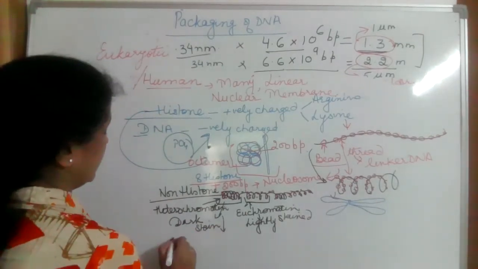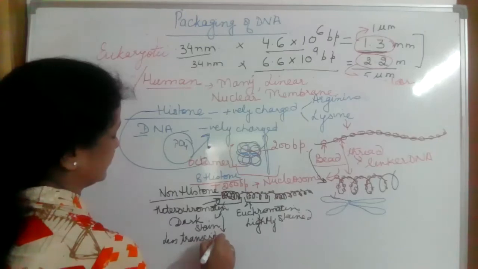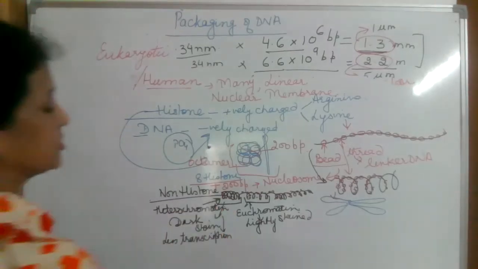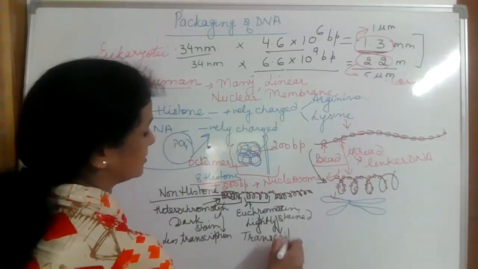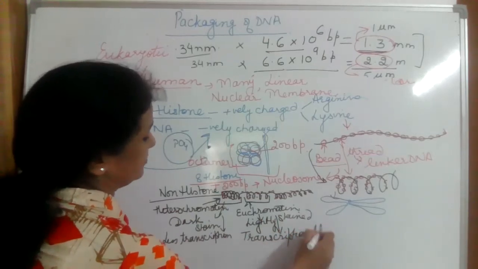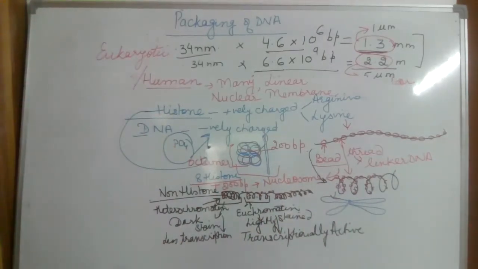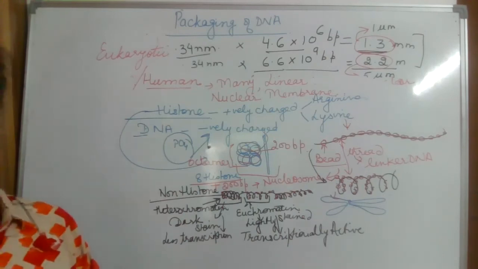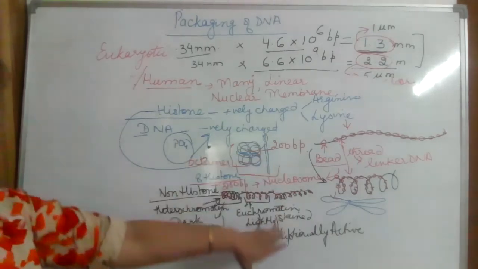Heterochromatin shows less transcription, sometimes maybe no transcription. On the other hand, euchromatin is transcriptionally active because in this the chromatin material is loose. So transcription can occur on this strand, but these are very densely packed. So for transcription to occur, this heterochromatin has to be converted into euchromatin.